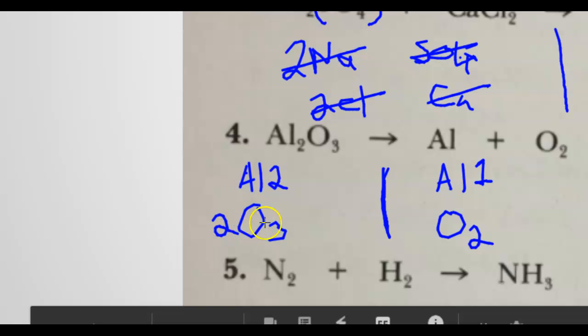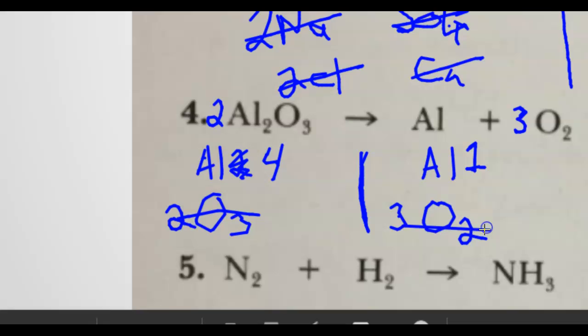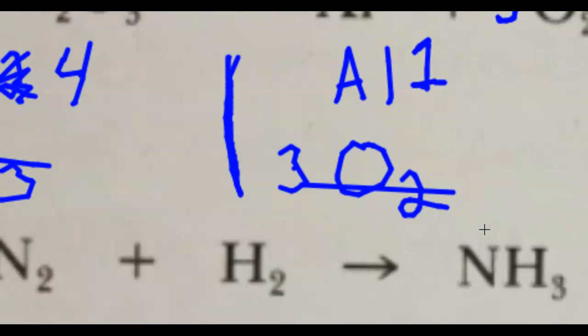So if I multiply that by 2, I put a coefficient of 2 up here. That'll give me the 6 oxygens. And that changes my aluminums to 4. Here I have 2 oxygens. To get to 6, what can I multiply 2 by? I multiply this side by 3. So I need 3 oxygens here. So 2 times 3 is 6. Those cancel out. 3 times 2 is 6. They cancel out.